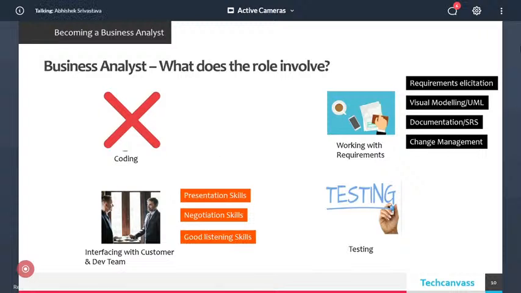You need to be a good listener, because whenever you are getting the requirements from the customer, you need to listen. You need to speak less and understand more. Then you need to know testing, how to define the acceptance criteria and how to conduct functional testing. These are the skills which are required for you to become a business analyst. First, these are the things which will be asked during the interview. Two, when you're doing the day-to-day work, you need to use most of these.